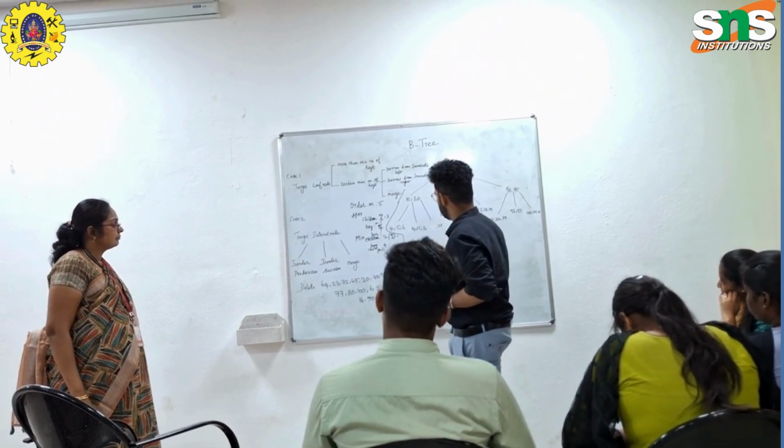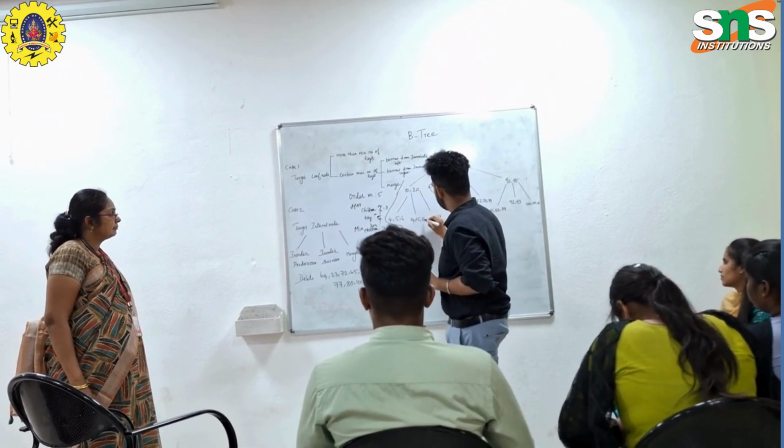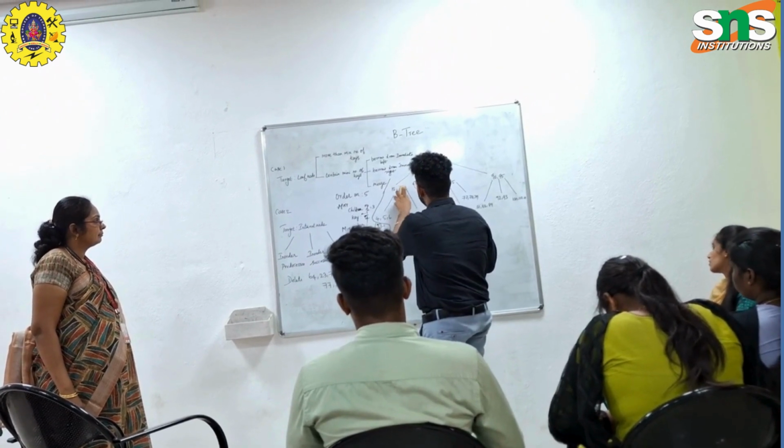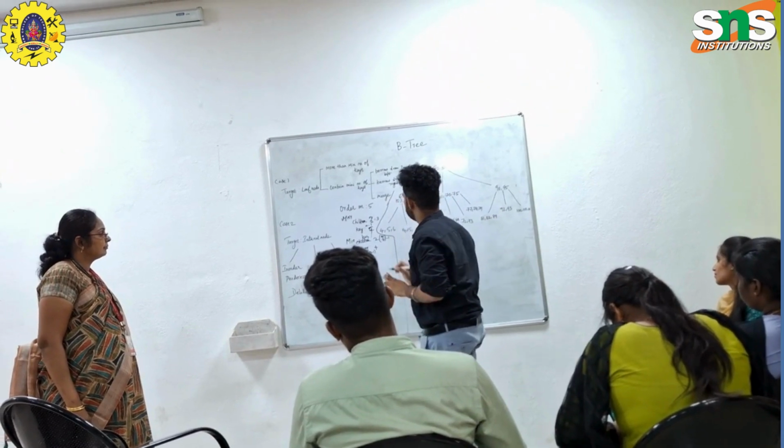And if we take 16, then we should displace 20 to this area and take 16 to the parent node. So, 20 will come here and 16 will be displaced there. Very good.